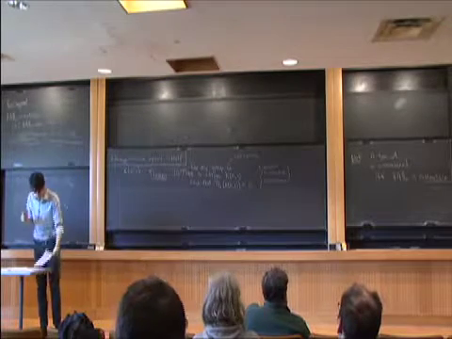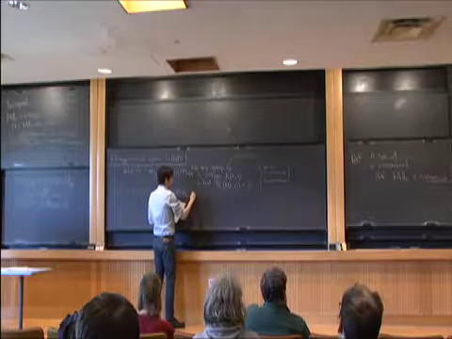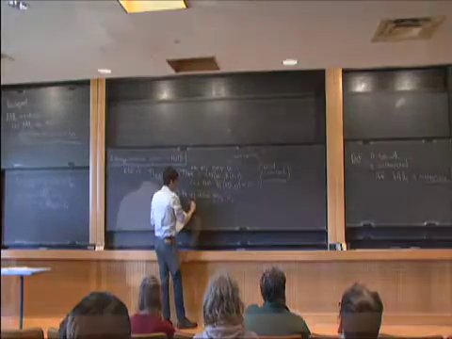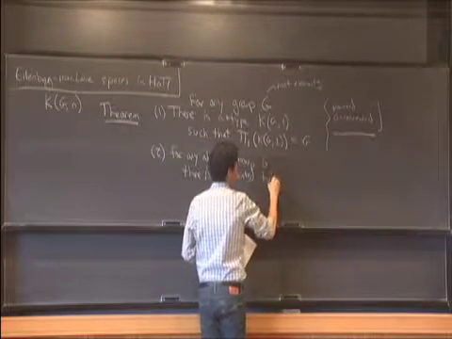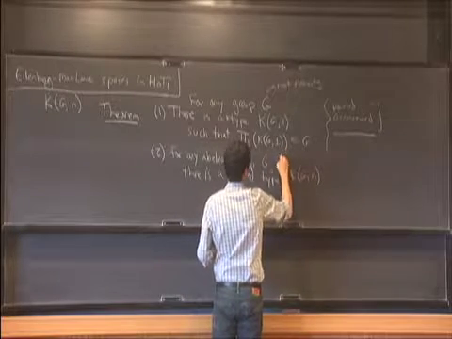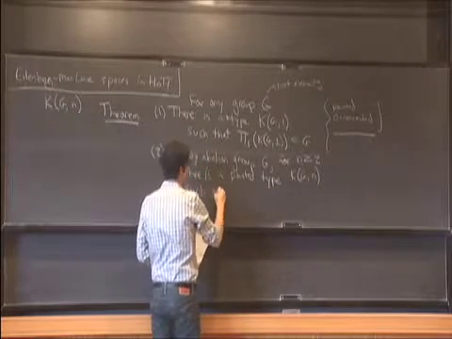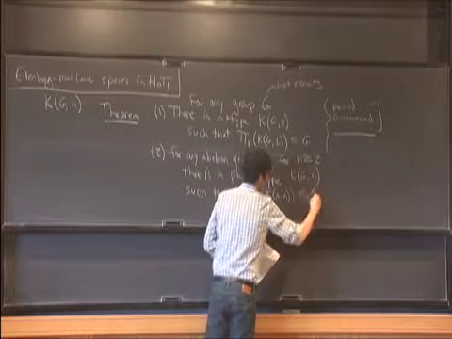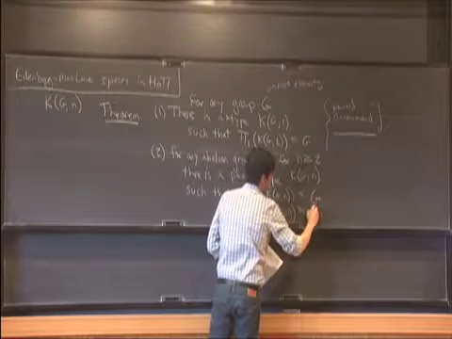Okay, good? Okay, and then the interesting part about K(G,n) is number 2 here, which is: for any abelian group G, there is a pointed type K(G,n) for any n greater than or equal to 2, such that pi_n of K(G,n) equals G, and pi_k of K(G,n) equals 1 otherwise.